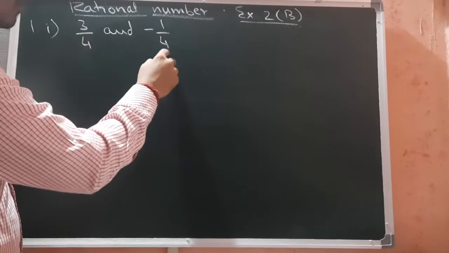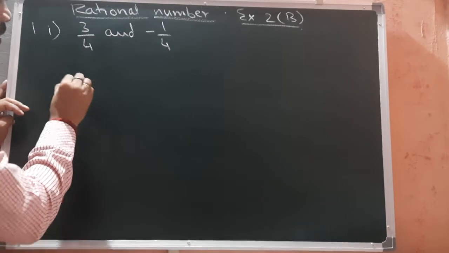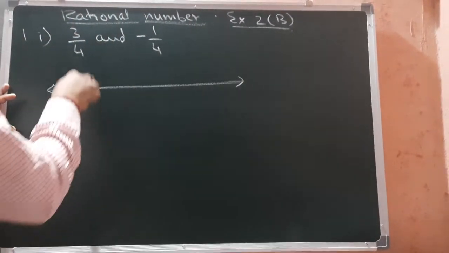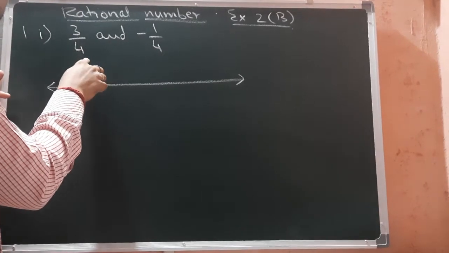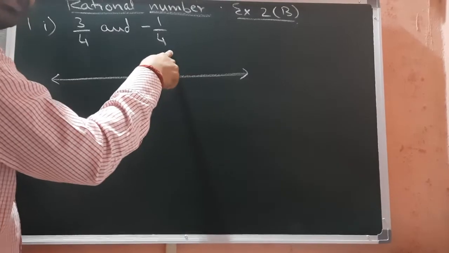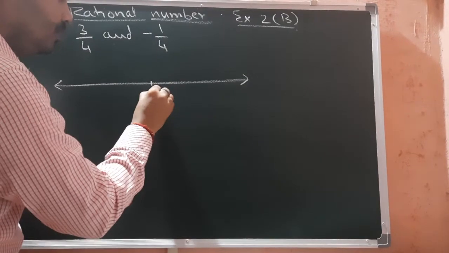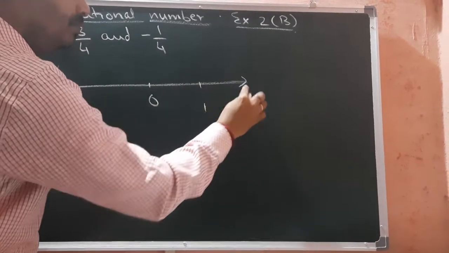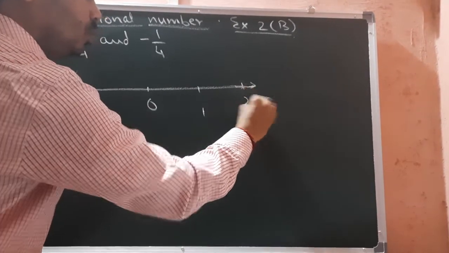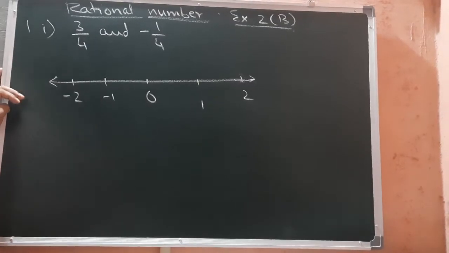Here 4, here also 4. That means the denominators are the same, so we can represent them on the number line. Draw the number line. You can see that 3 by 4 lies between 0 and 1, and minus 1 by 4 lies between 0 and minus 1. So first of all, 0, 1, 2, this side minus 1 and minus 2.